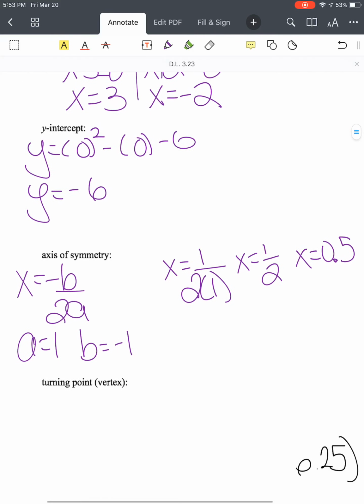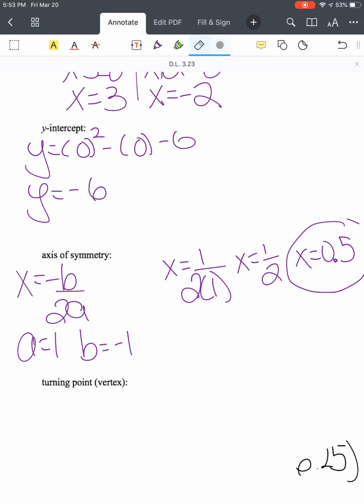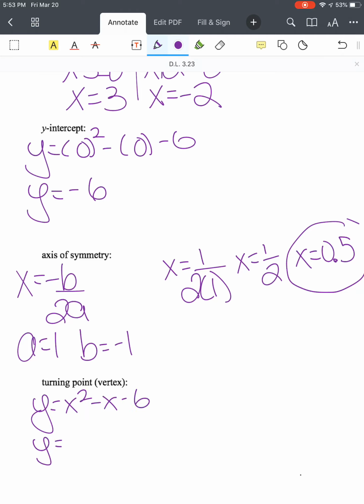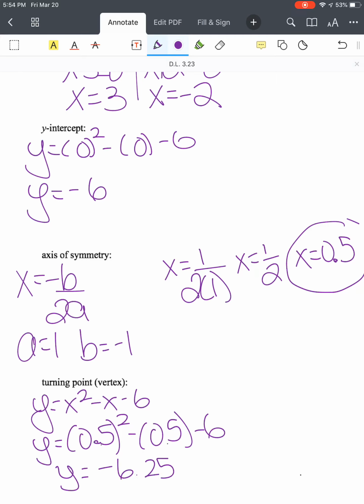Okay, and now let's do the vertex. So to find the vertex algebraically, we need to take what we got for the axis of symmetry, x equals 0.5, and we need to plug that in for x. So we had our equation, y equals x squared minus x minus 6. So let's plug in 0.5. And when we do that, we get y equals negative 6.25. The very last step is to write it as an ordered pair, so 0.5 comma negative 6.25. That's the turning point of this vertex.